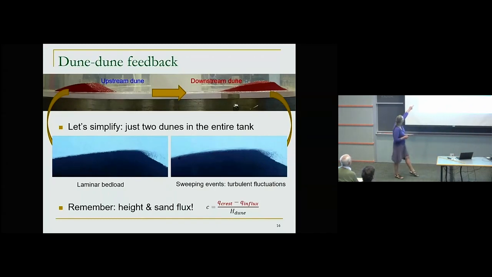So it's a laminar bed load on the left-hand side, the upstream dune. It's very nicely organized, very layered. It's only a thin layer close to the surface that's actually engaged in sediment transport. On the right-hand side, however, that's the downstream dune. You can see a very different character. There are these turbulent sweeps that are coming by, these fluctuations.